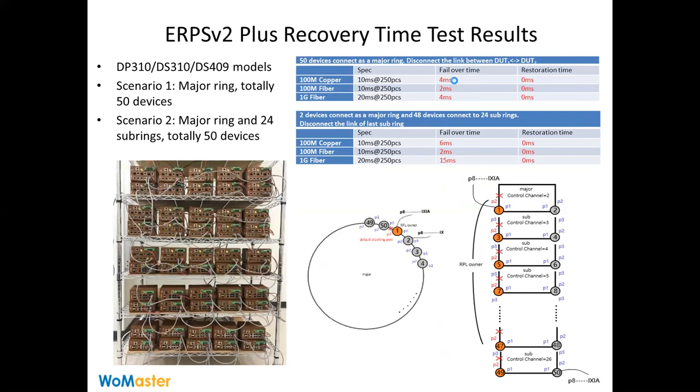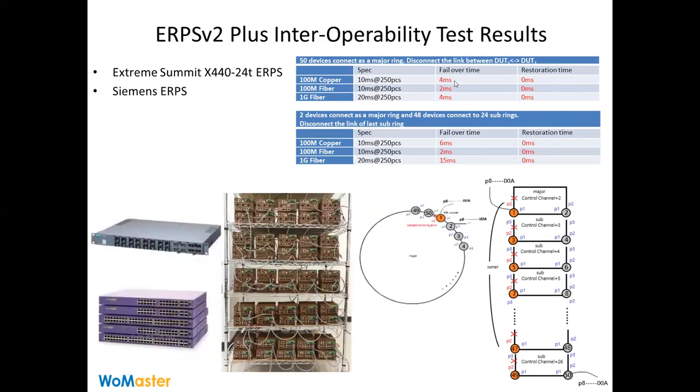Okay, let's go to the next slide. This is the test result for the WOMASTER ERPS version 2 plus interoperability test. Many customers are concerned about interoperability. So we verified our ERPS version 2 plus with Extreme, and also used Siemens to test. When testing with other vendors' standard ERPS version 2, we still get very quick failover time and restoration time. So this is our solution, and we still have good results with third-party ERPS. And we go to the next slide.